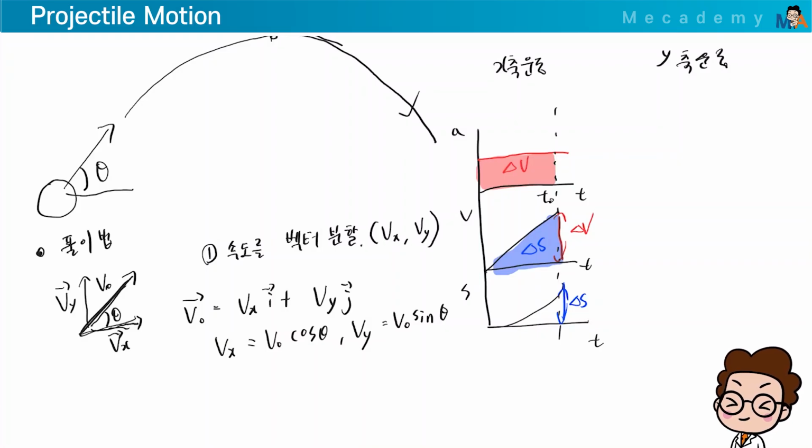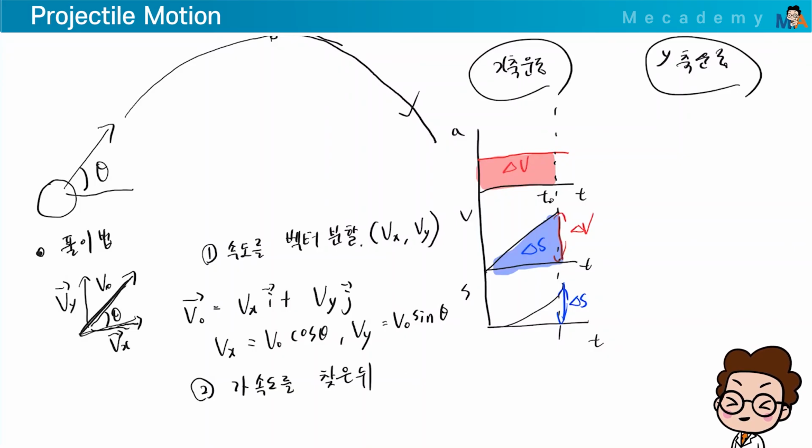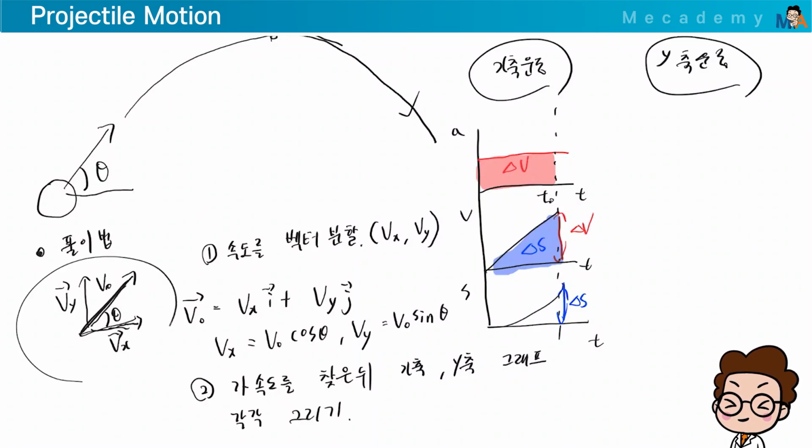After vector decomposition, the second step is to find the acceleration and then draw the graph on the x-axis and y-axis. So, after finding the acceleration, x-axis motion, this is what's coming up. You can draw two graphs for the x-axis motion and y-axis motion. Then the method to solve it is the same as one-dimensional motion, you know? After finding the acceleration, draw the x-axis and y-axis graphs separately. Got it? In this case, like this.